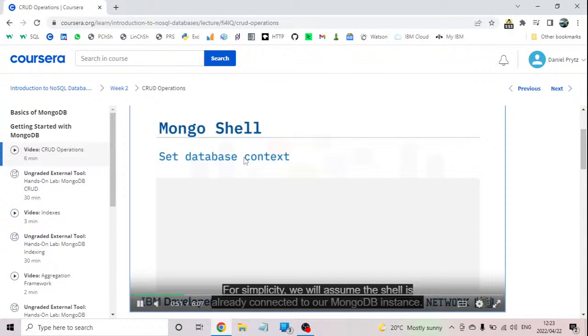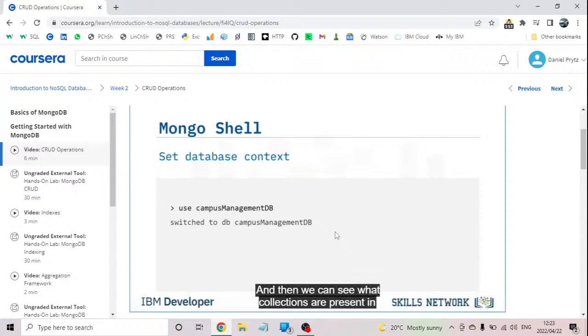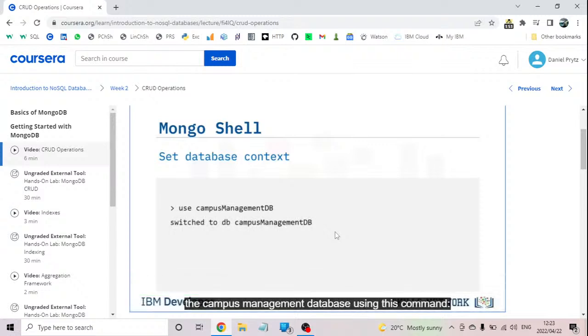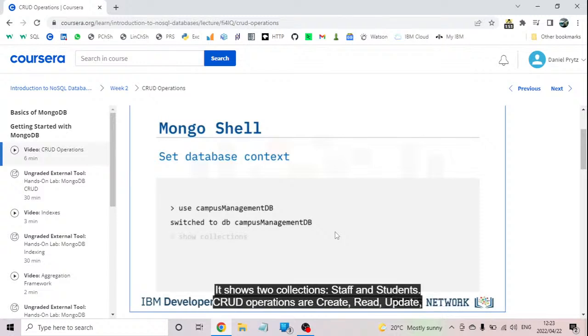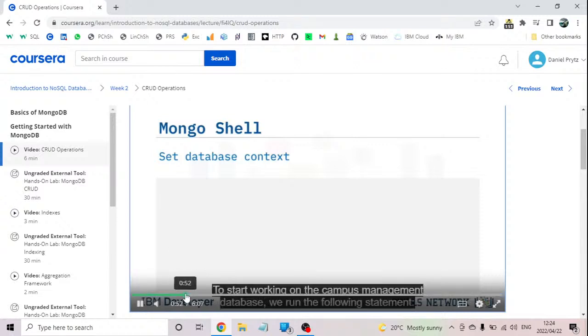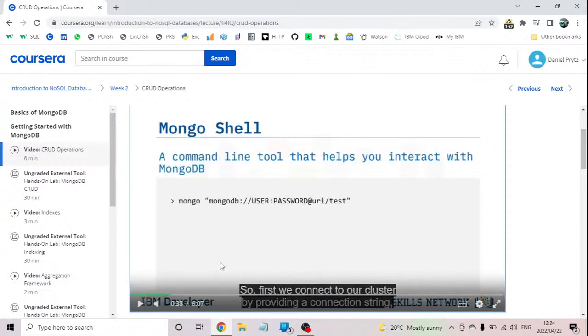Set database context. Start working on the campus management database. We run the following statement: use campusDB. Okay, so this is created. Now it tells us that we switched to it. It shows two collections. Wait, are we meant to just remember this? We're meant to just remember this.